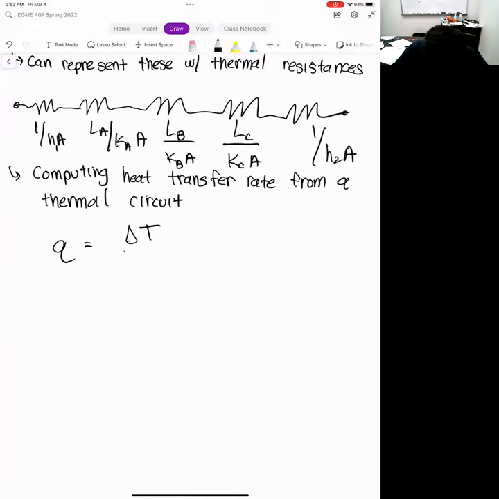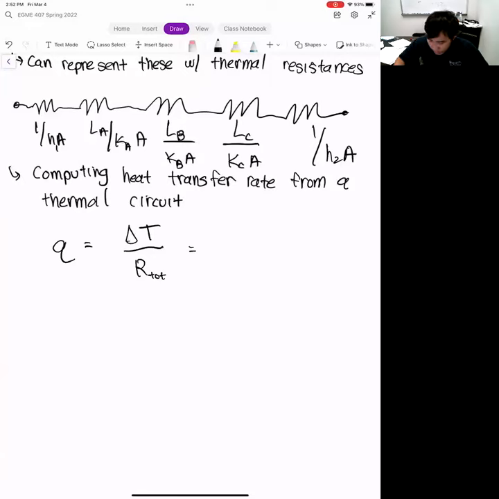Okay, and so for the heat transfer rate from a thermal circuit, we're going to take Q. In short terms, the way that you compute Q here is you take the difference in temperature, delta T, divided by the total resistance in between them. Okay. So that's the formula that we have in the notes, but I do want to talk about some nuance behind this, because that nuance gives rise to a lot of the interesting thermal resistance problems that you might see in the homework or the exam.